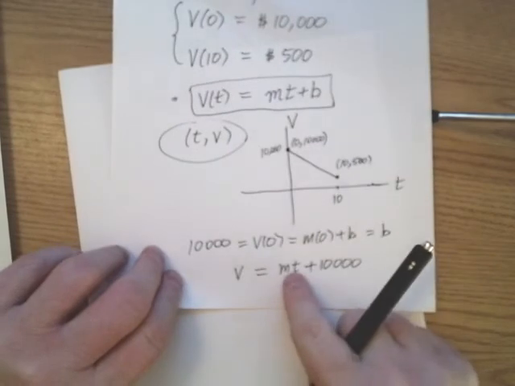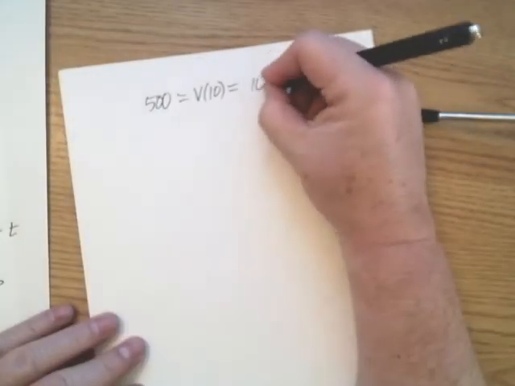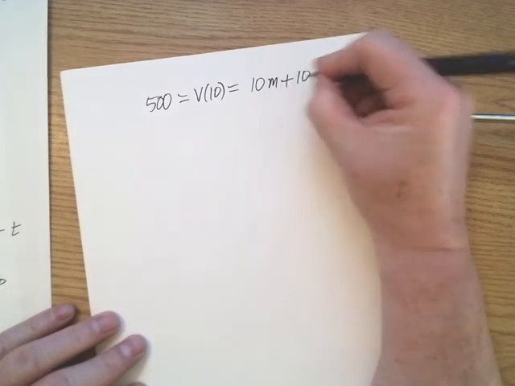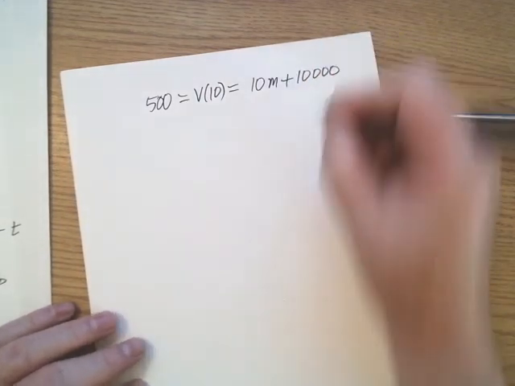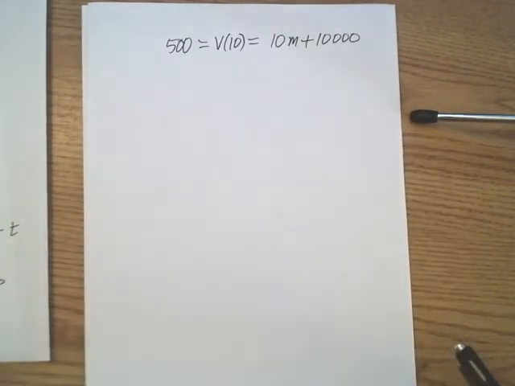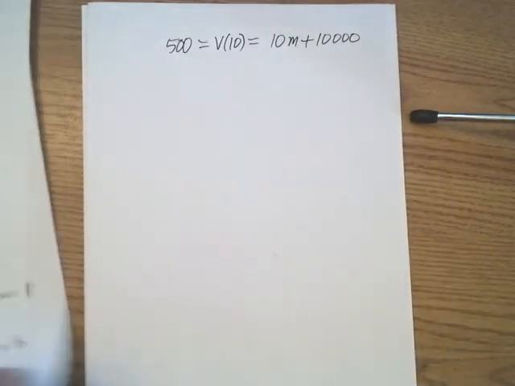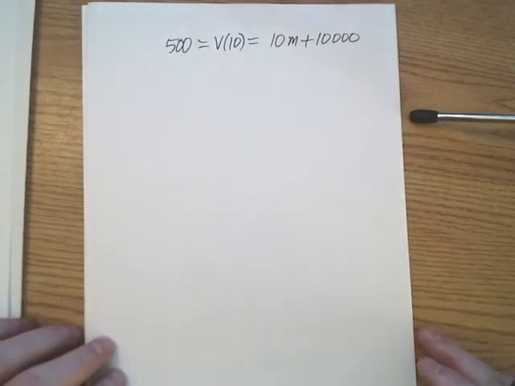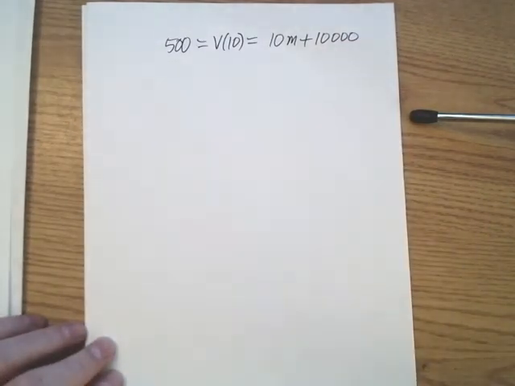M times 10. We would usually write 10m, right? We usually write the number before the unknown. M is unknown. Well, if you wanted to, you could write m times 10 there. Okay, if you want. Whatever. Okay, we got to solve for m.